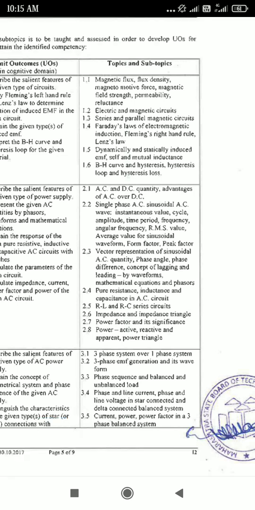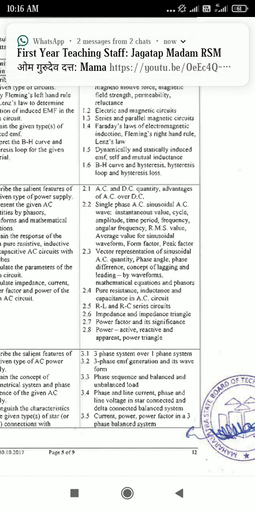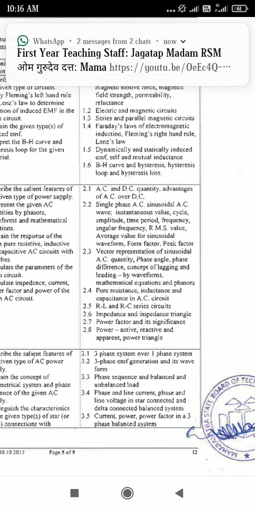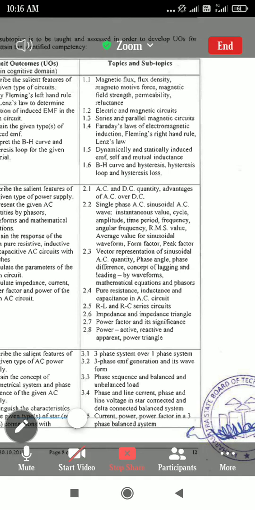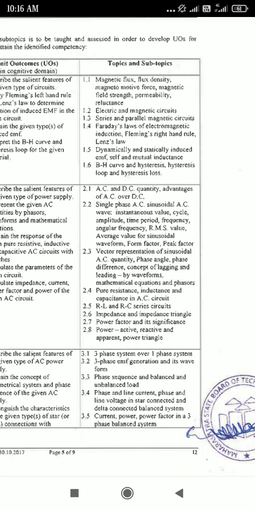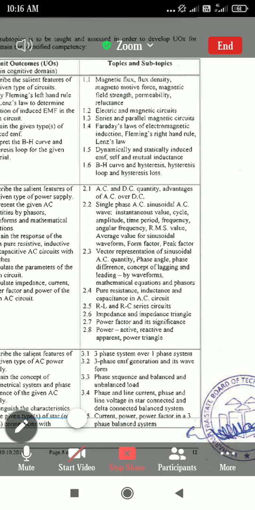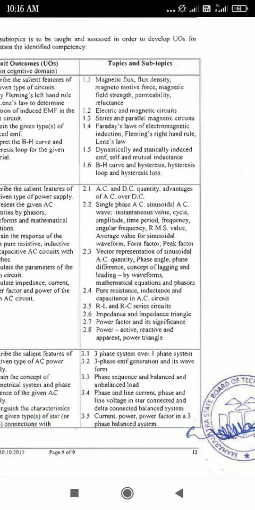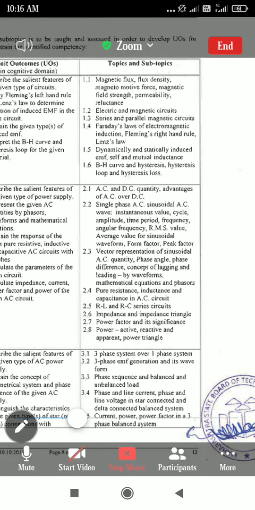Then what is meant by balanced load? What is meant by unbalanced load? Then the next one is phase and line current, the definition of phase and line current. Then phase and line voltage. We also discuss what is meant by line voltage, phase voltage, then star connected and delta connected balanced load. What is meant by star connected load? What is meant by delta connected load?